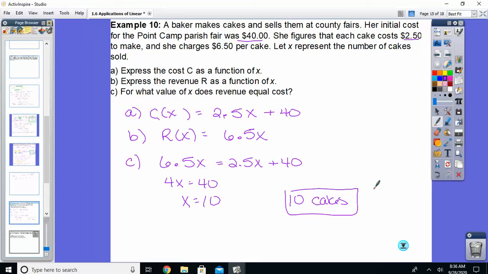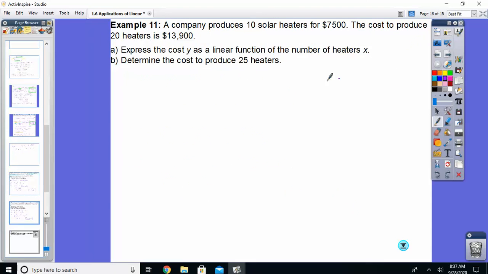Let's try one more. So last example of the day. A company produces 10 solar heaters for $7,500. The cost to produce 20 heaters is $13,900. Part A, express the cost y as a linear function of the number of heaters x.